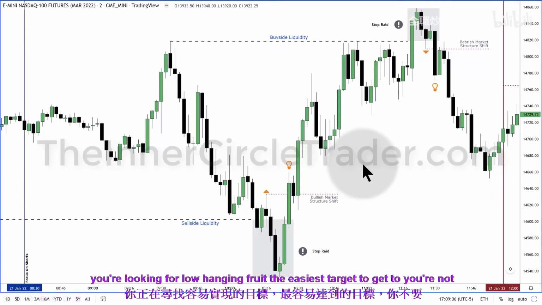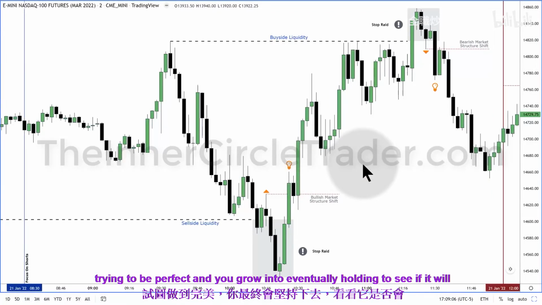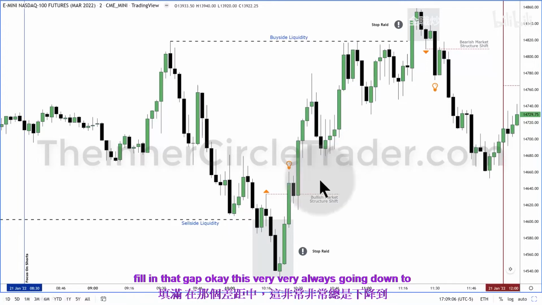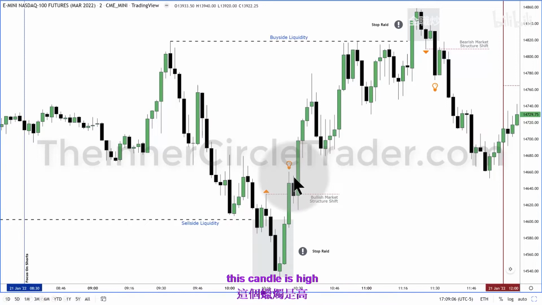So you're looking for low-hanging fruit, the easiest target to get to. You're not trying to be perfect. And you grow into eventually holding to see if it will fill in that gap. Okay, this fair value gap, in other words, going down to this candle's high. That's something that you strive for over time.